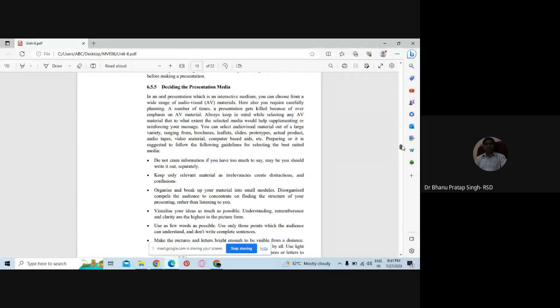Organize and break up your material into small modules. Disorganization compels the audience to concentrate on finding the structure of the presentation. Visualize ideas wherever possible, as understanding, remembrance, and clarity are highest in picture form. Use as few words as possible, only those points which the audience can understand. Do not use difficult sentences or difficult words.